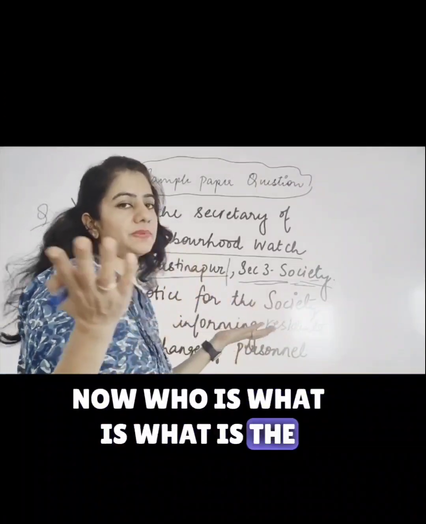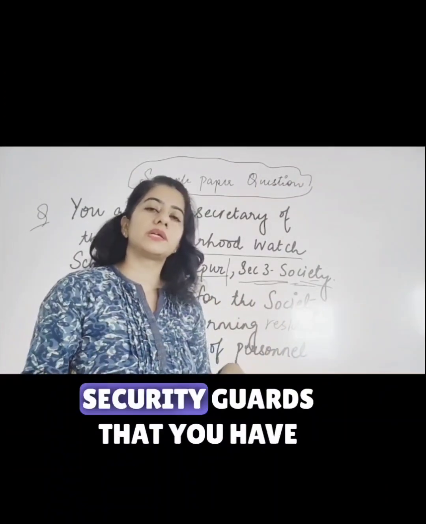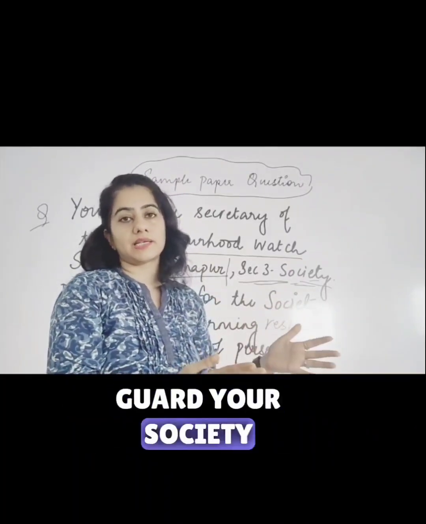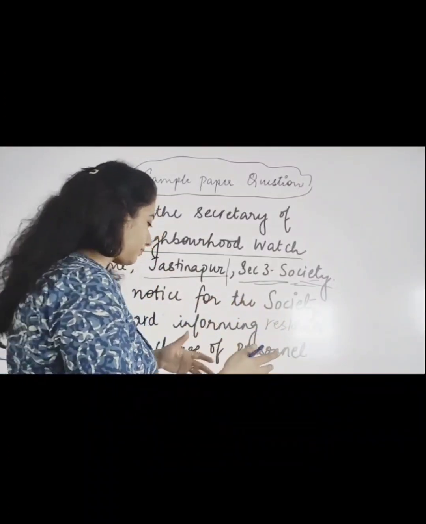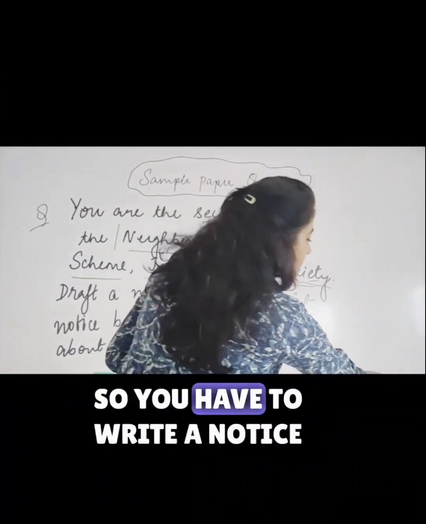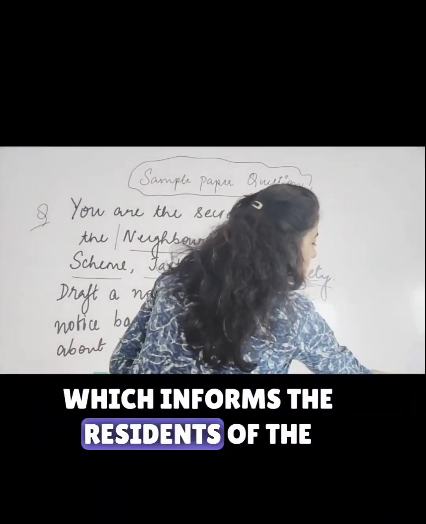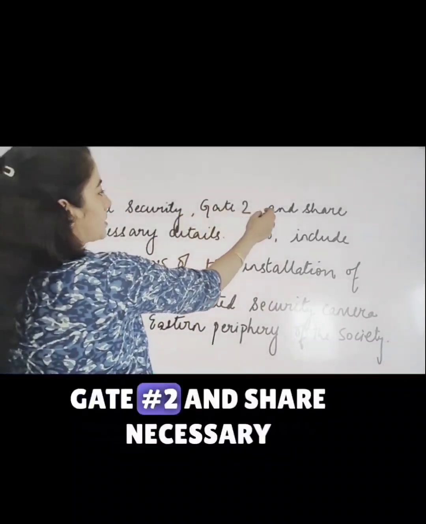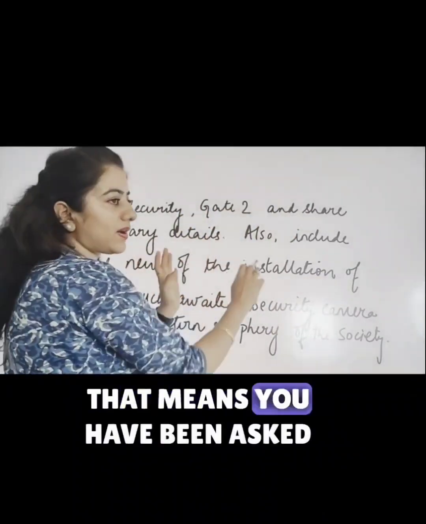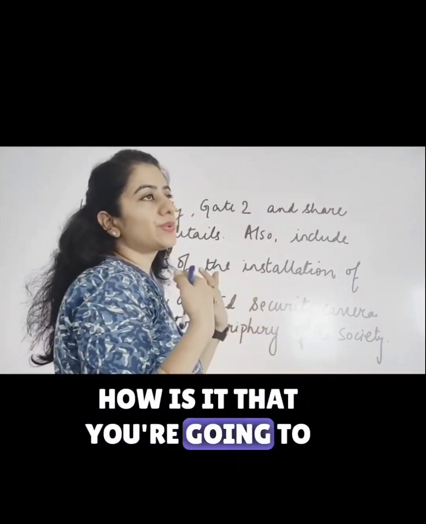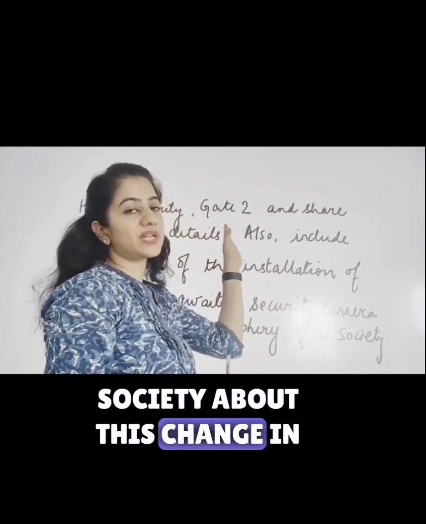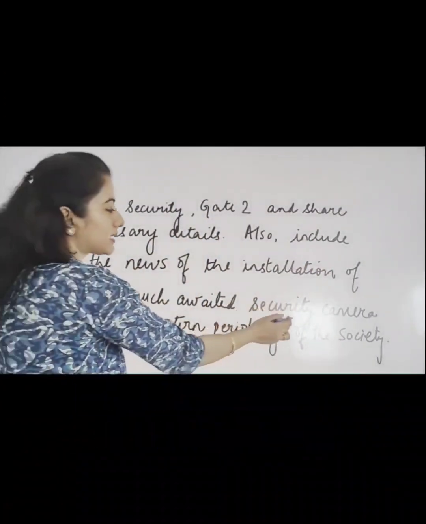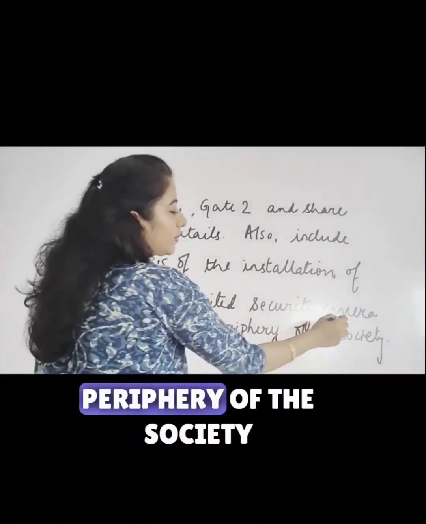Now what is personnel? Personnel is the labor or the security guards that you have, or the people who are coming to guard your society. So personnel is particularly referring to that only. So you have to write a notice which informs the residents of the society about the change in personnel, head security at gate number 2, and share necessary details. That means you have been asked to fabricate details. How is it that you're going to inform the residents of your society about this change in the personnel? Also include the news of the installation of the much awaited security camera on the eastern periphery of the society.